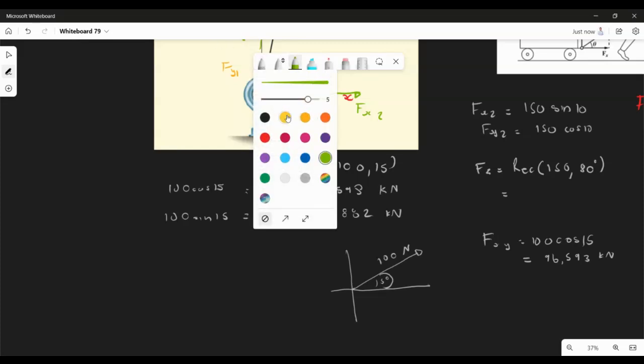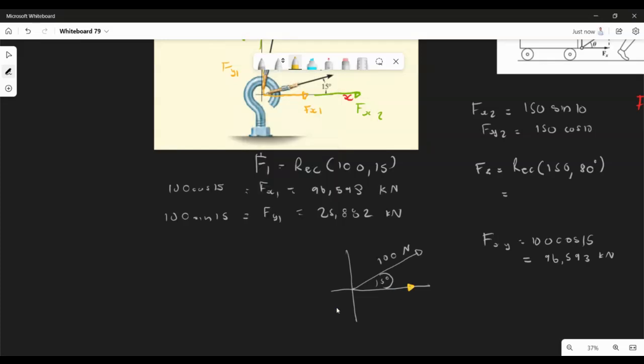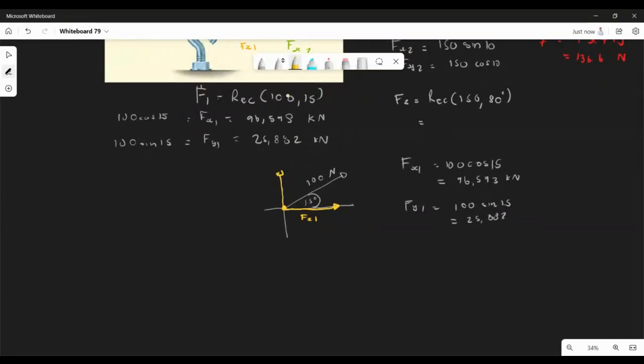We can have a tutorial session on this. I'm aware it's a bit of a problem. So what I'm saying is that FX1 is here, right? Then to find FY1, you say 100 sine of 15. And that gives us 25.882. So that goes in that direction, goes up. If you remember what I showed you on the diagram, that's what it looked like. Okay, I hope that's clear to everyone.